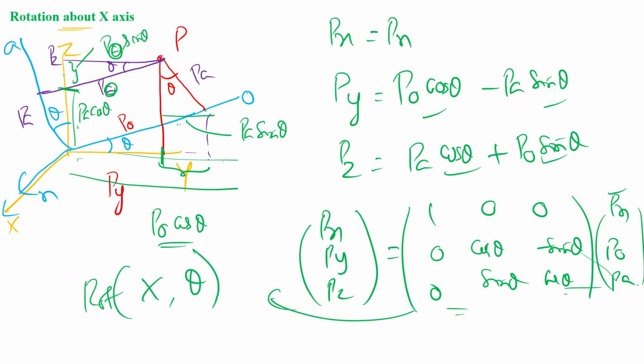Whenever you want to say how the current frame is rotated about the x-axis, this is the matrix. The matrix is 1 0 0, 0 cos theta minus sin theta, 0 sin theta cos theta. We are going to follow the same for the y-axis. So what is the logic? First you have to take the x-axis, y-axis. Now I'm going to shift it.